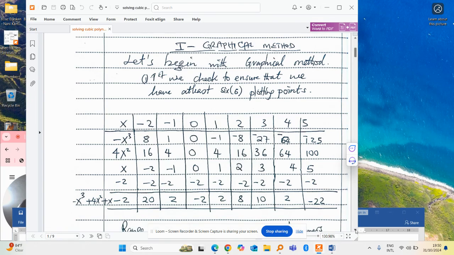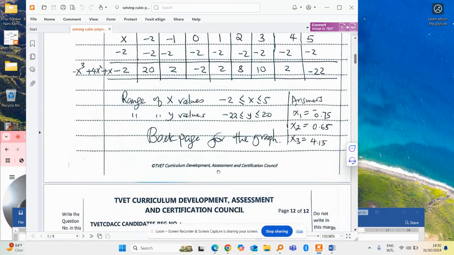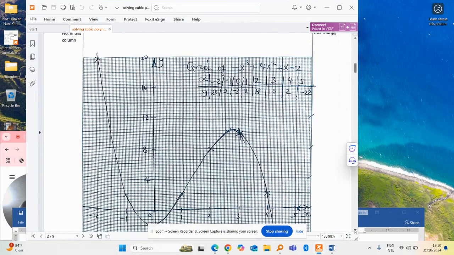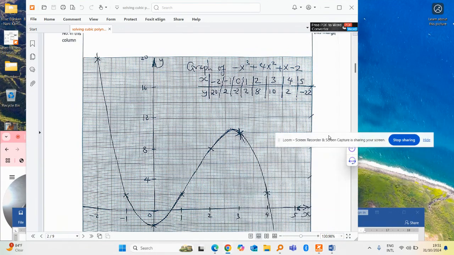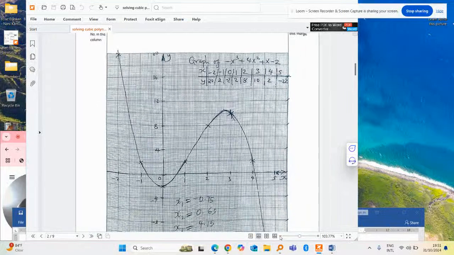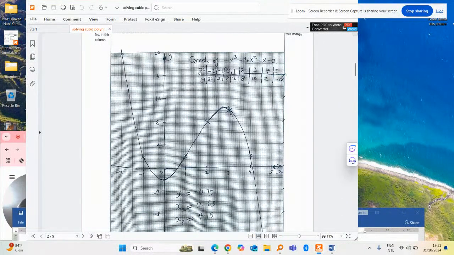The next thing we're going to do is look at the range of the values, and you go to the back page for the answers. The next page will give us the answers of how that work was done. As you can see, the plotting points for x value -2 is 20, -1 is 2, 0 is -2, and that way all the way to 5 for -22.